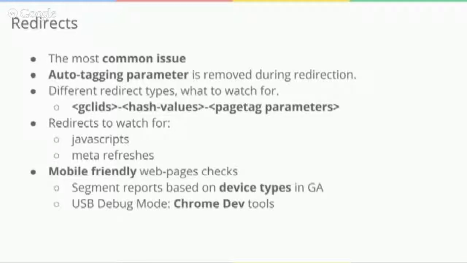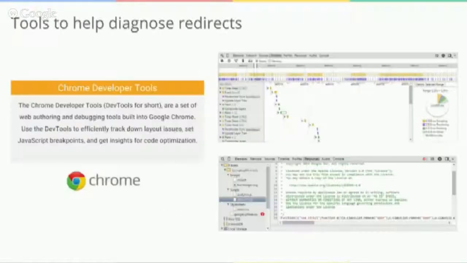So unfortunately, at the moment, there's not really a great way to automate a lot of these checks. But we do have inbuilt tools that you can use to help diagnose these problems. So one of them is Chrome Developer Tools. And this is actually part of the Chrome browser itself. So you don't actually have to install any other third-party plugins or anything like that. This comes shipped with the rest of the browser.